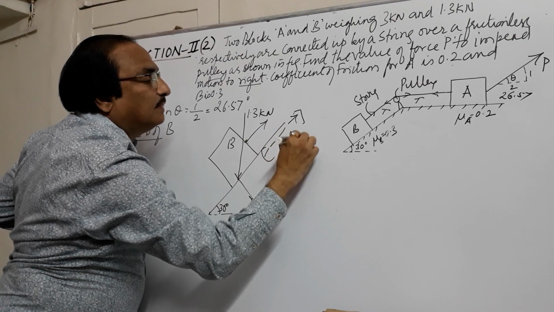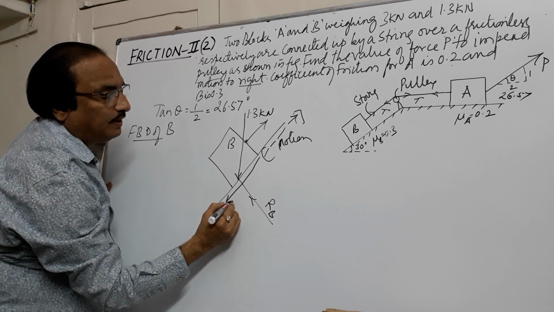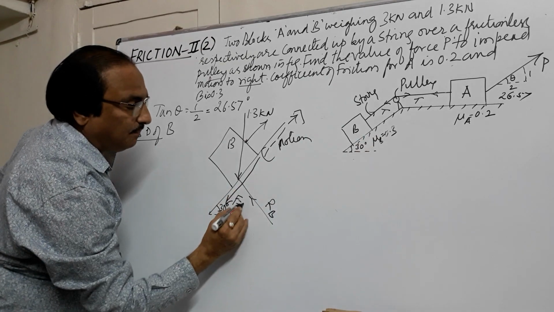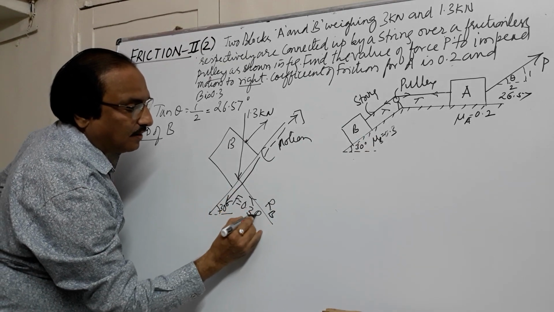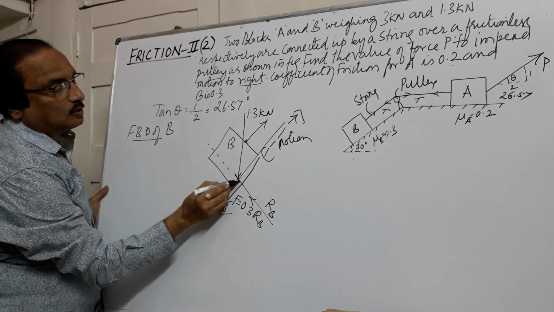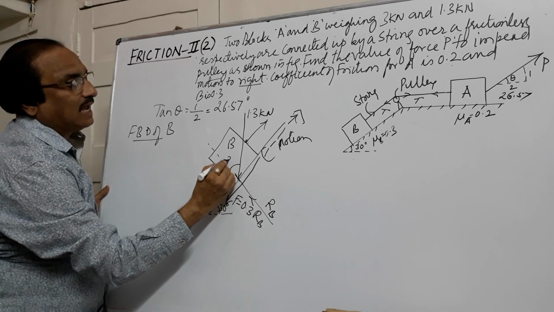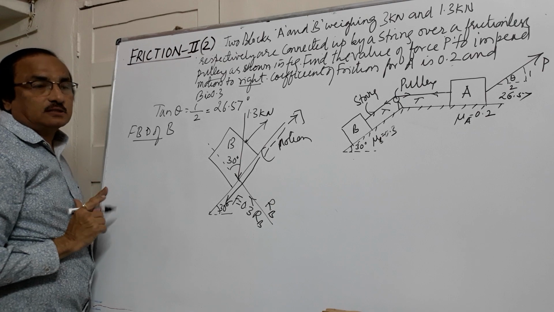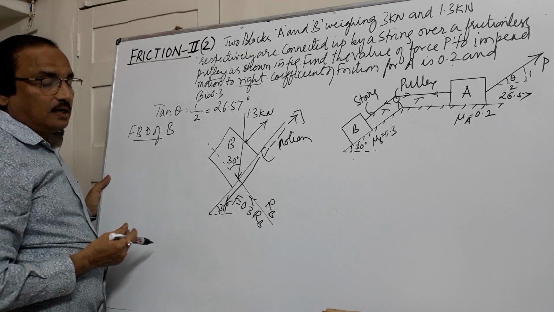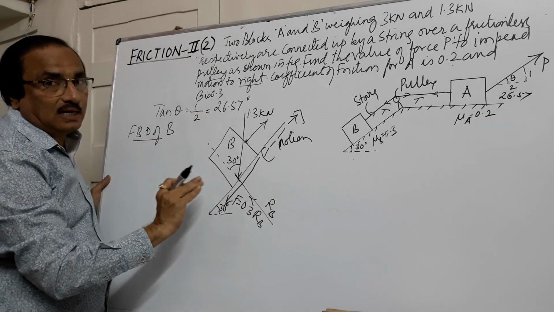When motion is up the plane, along the plane, the force of friction will be down the plane, and this will be mu R. F is equal to mu R. Mu for B is 0.3 and the corresponding reaction is RB. Now if I draw a line perpendicular to the plane, perpendicular with horizontal, perpendicular with vertical, this angle will also be equal to 30 degrees. Whenever the inclined plane is there, try to resolve the forces perpendicular to the plane and parallel to the plane instead of horizontal and vertical.